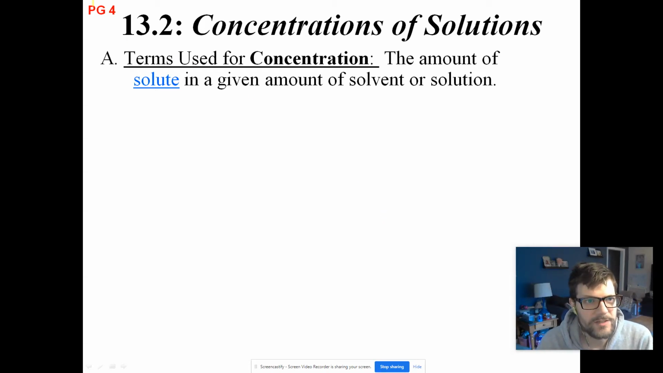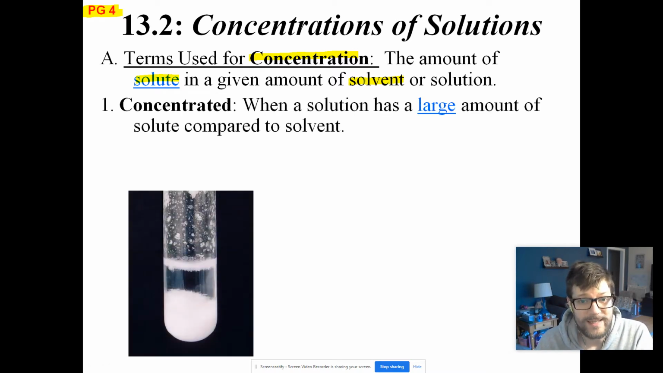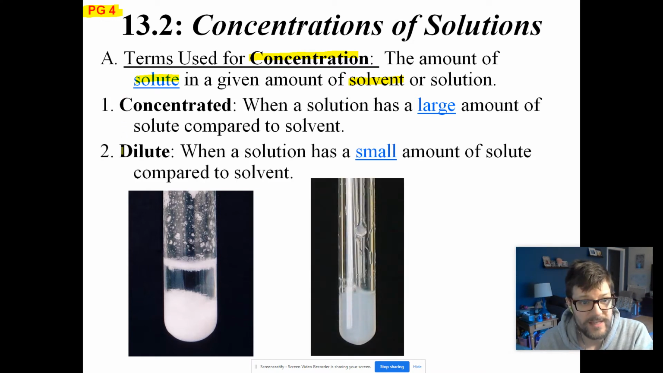Today we're going to go through some basic notes on the concentrations of solutions on page 4 in your solutions packet. So the concentration is simply the amount of solute given per amount of solvent. So if I dissolve a lot of something, we would say it is concentrated. And if I don't dissolve very much of something, we would say it is dilute. Those are two terms that are fairly generic. They're not very specific, but you might hear them also in your everyday life, concentrated and dilute.